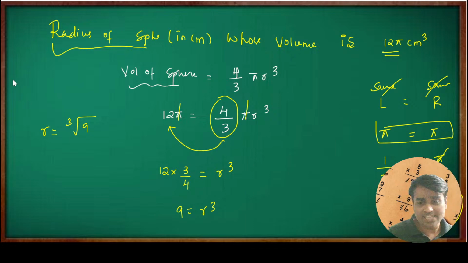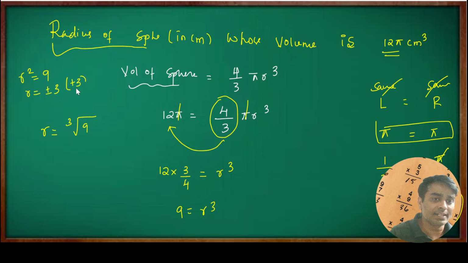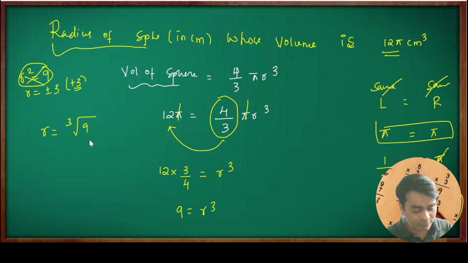If it is r square, if r square equals 9, then you would have written r as plus or minus 3. Then you would have taken plus 3 as the right answer, because radius cannot be negative. Okay, but it is not r square, right? It is r cube. So you can simply write cube root of 9, because 9 is not a perfect cube. Like this you can just write it off, I think. Yeah, fine. That's the radius of the sphere.